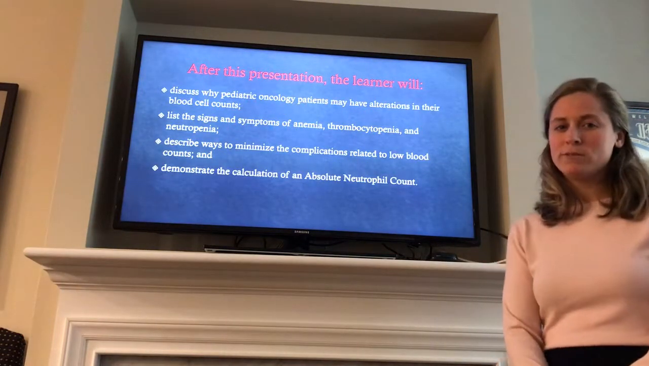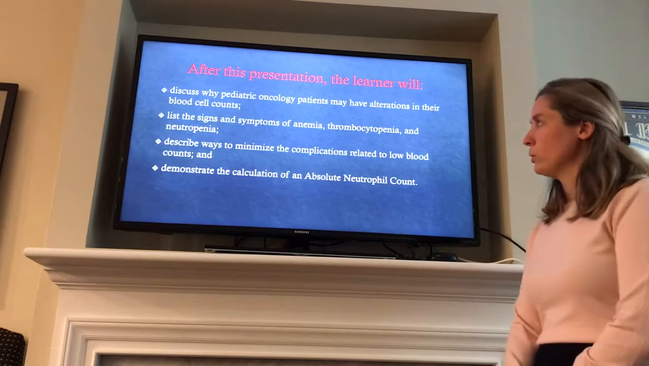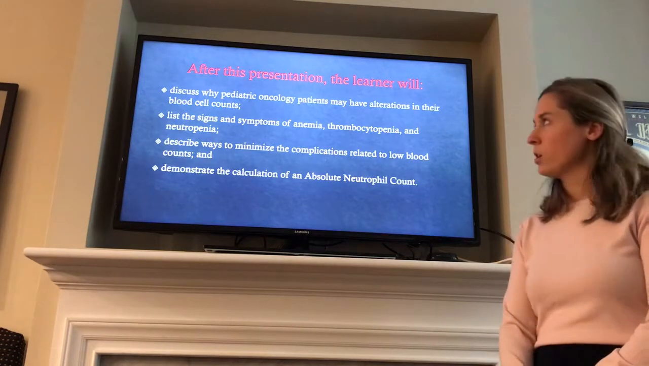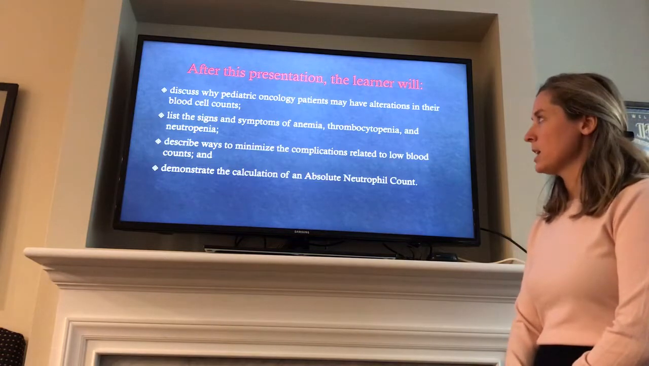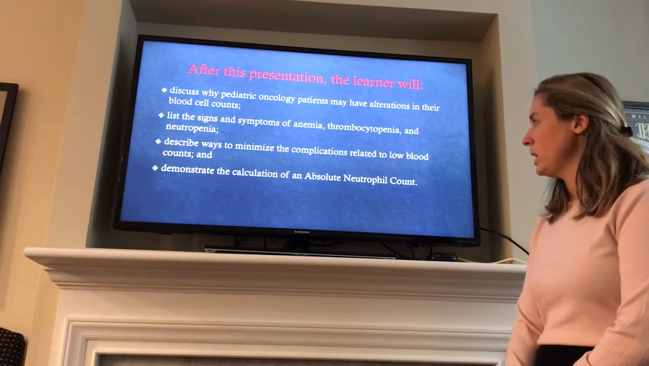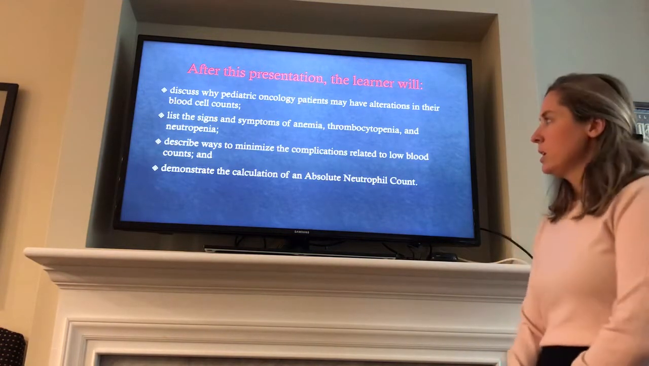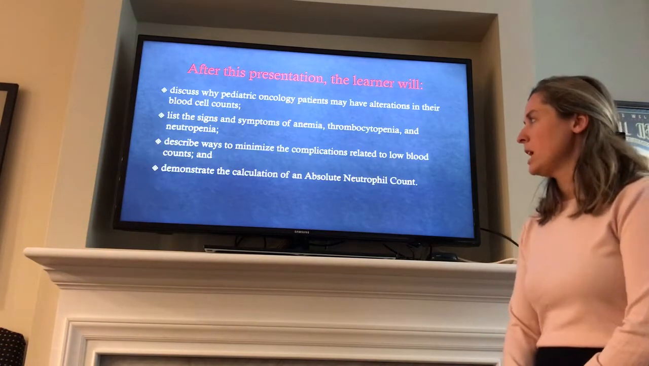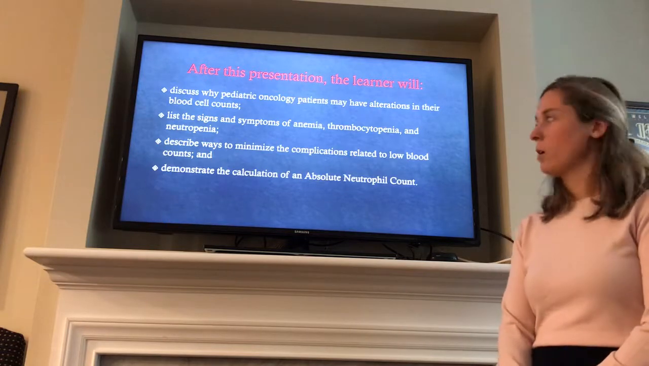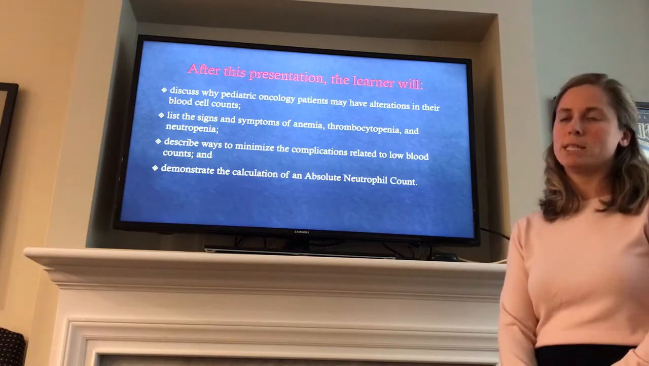Here are my objectives. After this presentation, the learner will discuss why pediatric oncology patients may have alterations in their blood cell counts, list the signs and symptoms of anemia, thrombocytopenia, and neutropenia, describe ways to minimize the complications related to low blood counts, and demonstrate the calculation of an absolute neutrophil count, or ANC.